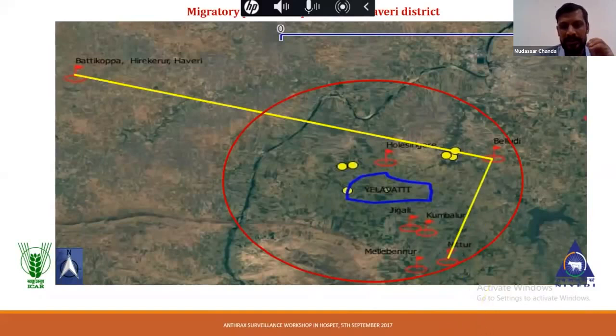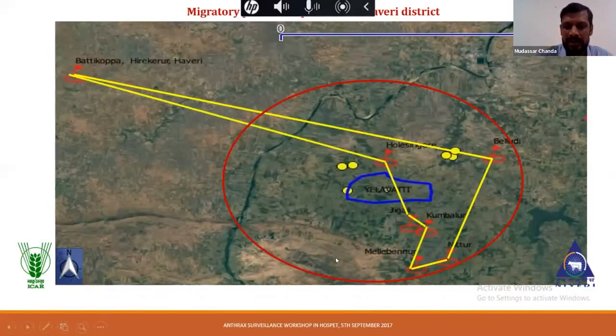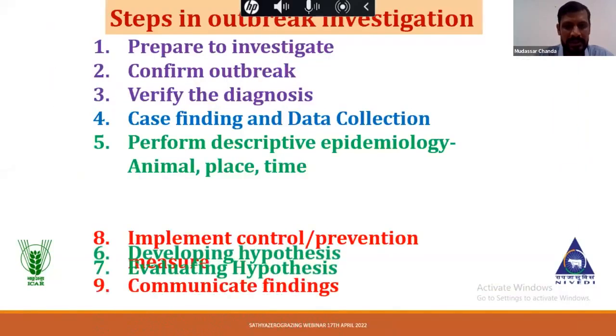We see their migratory pattern also started from one place and went to another village, then the next village. They moved through these places and then finally went back to their place. And we found the outbreaks were happening along their migratory track also. So this is the history we collected. We mapped it out, collected the data, and also confirmed it in the lab. And this is the importance of the space when you try to collect the data.